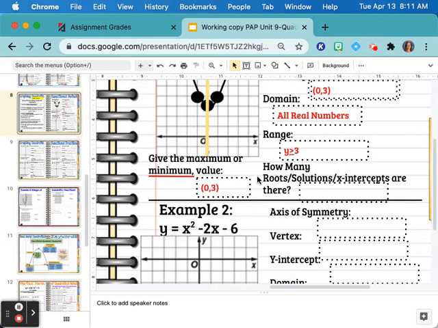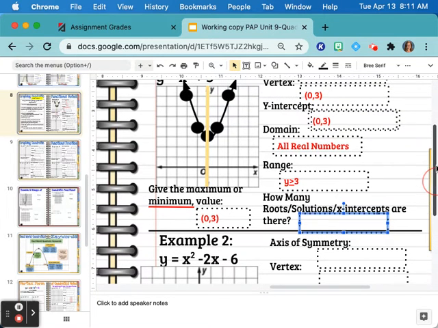Then our last question, how many root solutions, x-intercepts are there? How many times does it cross the x-axis? 0. So how many are there? None.